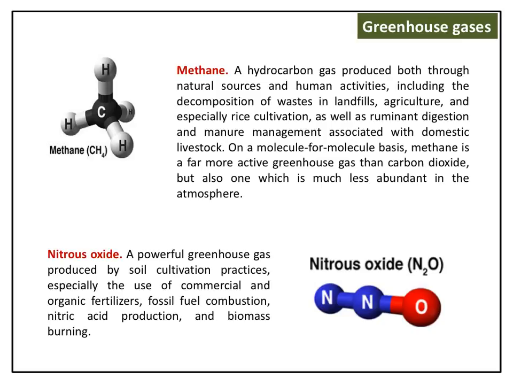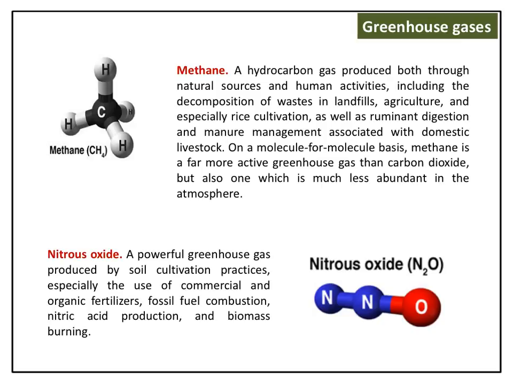Methane. A hydrocarbon gas produced both through natural sources and human activities, including the decomposition of wastes in landfills, agriculture, and especially rice cultivation, as well as ruminant digestion and manure management associated with domestic livestock. On a molecule-for-molecule basis, methane is a far more active greenhouse gas than carbon dioxide, but also one which is much less abundant in the atmosphere.